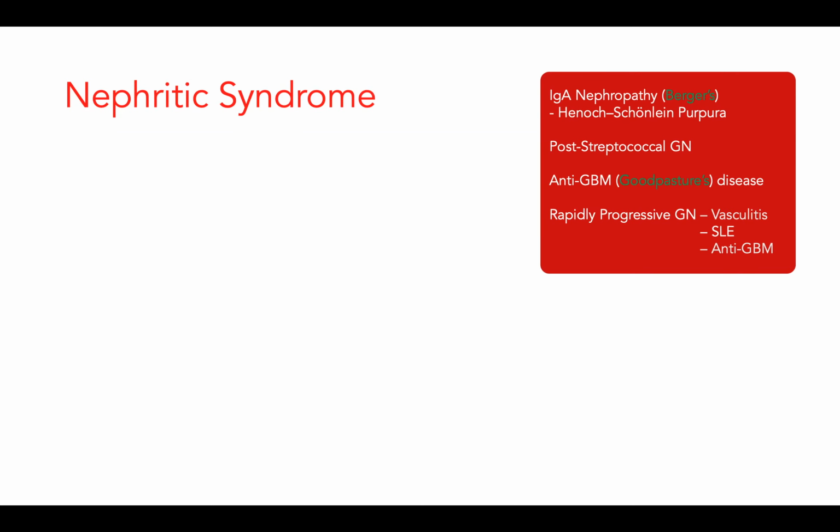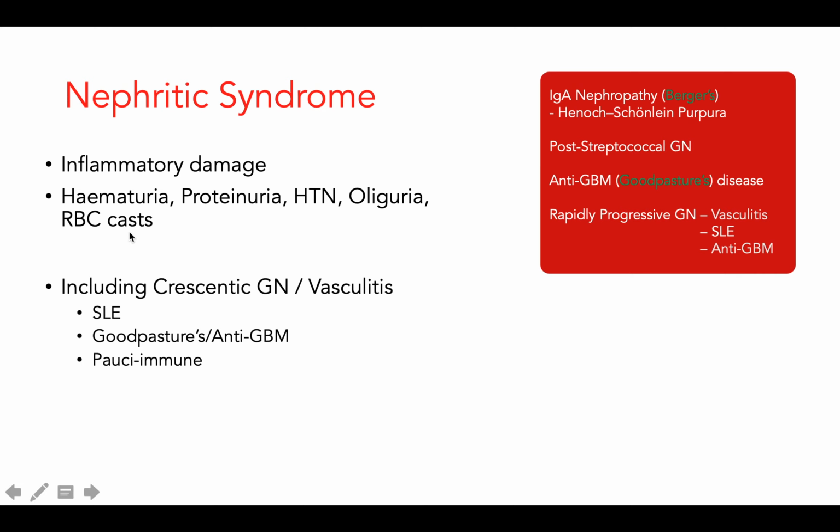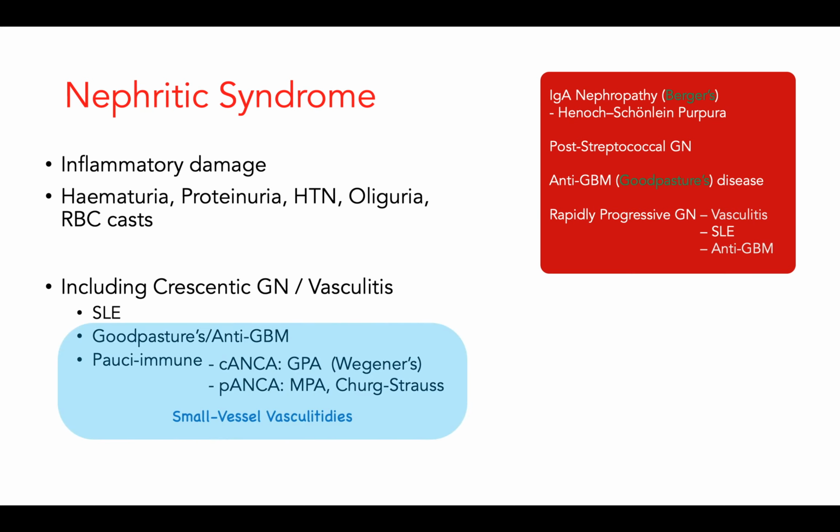So that was nephritic syndrome with a slight detour about vasculitis. So remember that nephritic syndrome is inflammatory damage. There's this loose sort of cluster of symptoms. Be especially aware of hematuria and red blood cell casts. And the causes include all the ones in the red box that we've talked about, as well as the causes of rapidly progressive GN and vasculitis, including lupus, Goodpasture's, and pauci-immune conditions. And these ones in the blue box here are the small vessel vasculitides. Now, vasculitides is the proper plural for vasculitis.